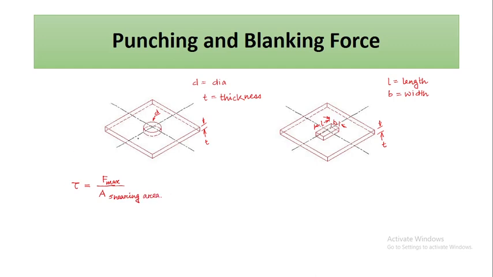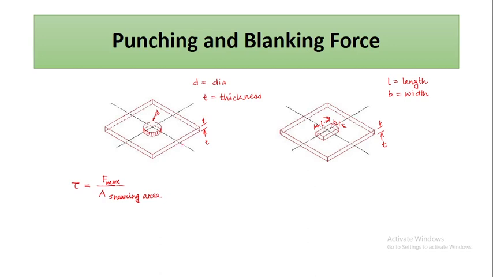Whatever the profile of the blank, based on that we have to find out this shearing area. Suppose the profile is a circular profile. Then this portion is the diameter of the hole. So if the diameter of the blank is small d, then what will be its area? Shearing area means this area which will be sheared.